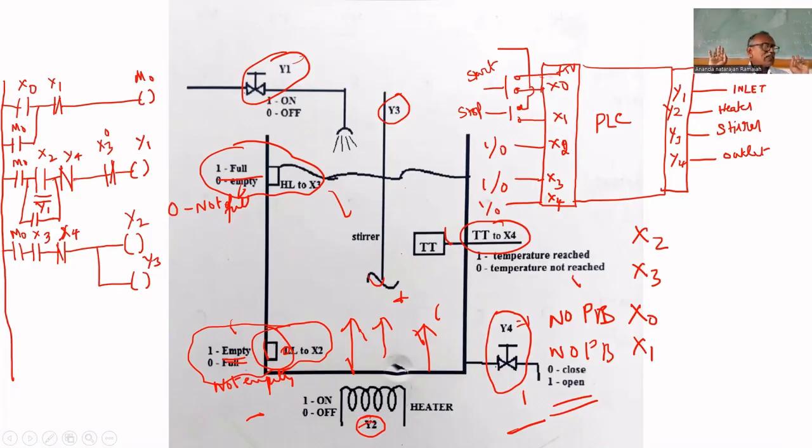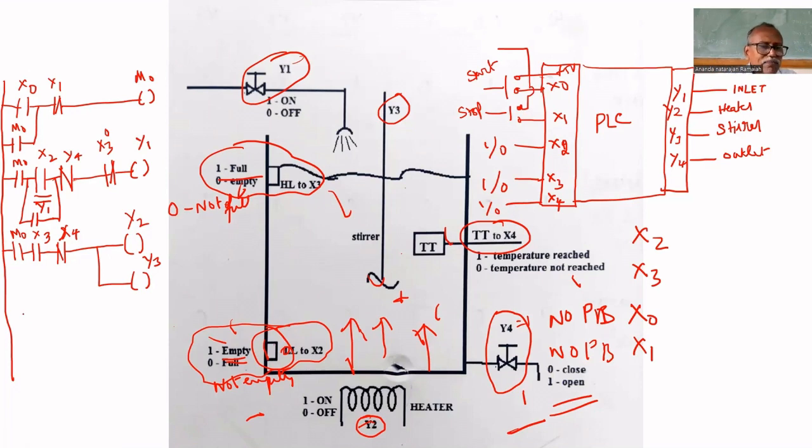Otherwise, it is okay. To reach the temperature of the set point, X4 will give 1. Till then, the heater and the stirrer will be working. So, how long does it have to wait? In the requirement it is written: it has to wait 5 minutes. We cannot wait 5 minutes to simulate. Let us put some 25 numbers. But in reality, we have to keep the temperature for 5 minutes.